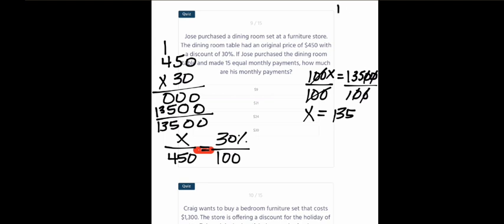This is his discount. So now let's find out what the actual price of this thing is. 450 minus 135. 10 minus 5 is 5. 4 minus 3 is 1. $315. And this gets split into 15 payments.